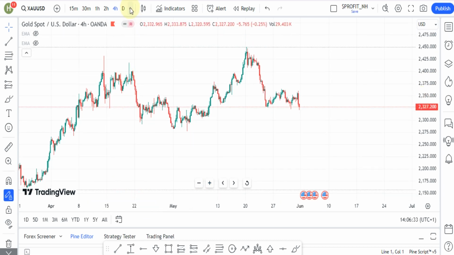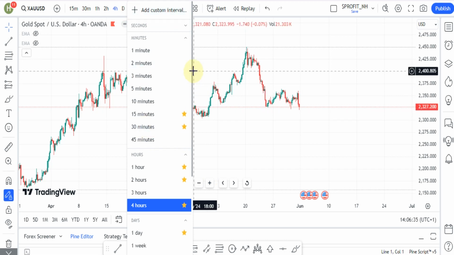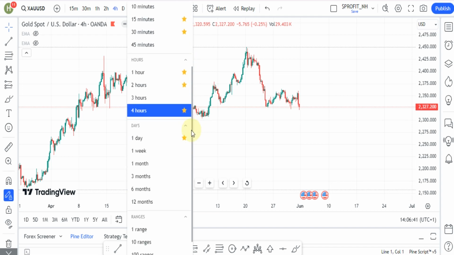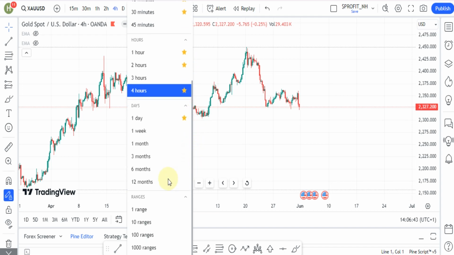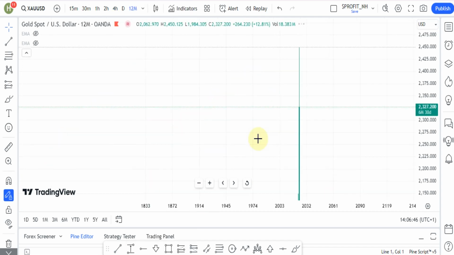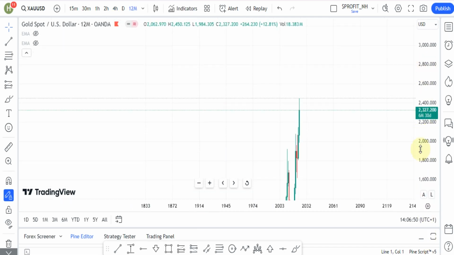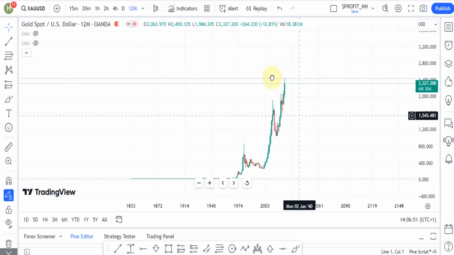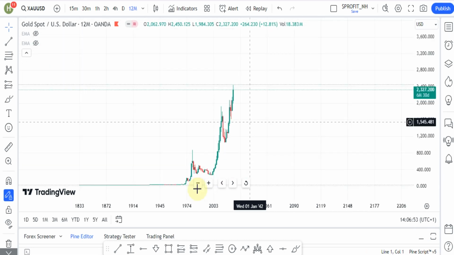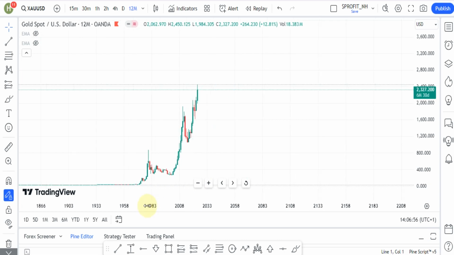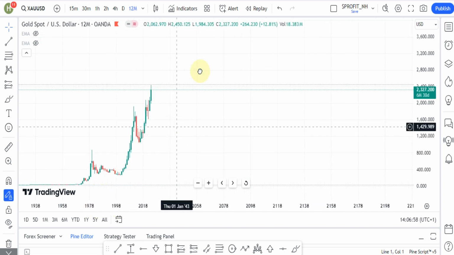So I'll go to the 12 months time frame. I'll go to the yearly time frame. We see what the market is doing from there. So I'll start my analysis from the yearly time frame. Let's see what the market is doing here. Then after that, we go down to all those smaller time frames and try to understand what the market is doing.